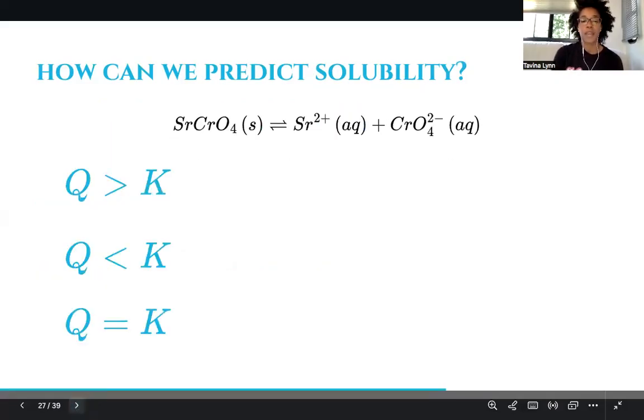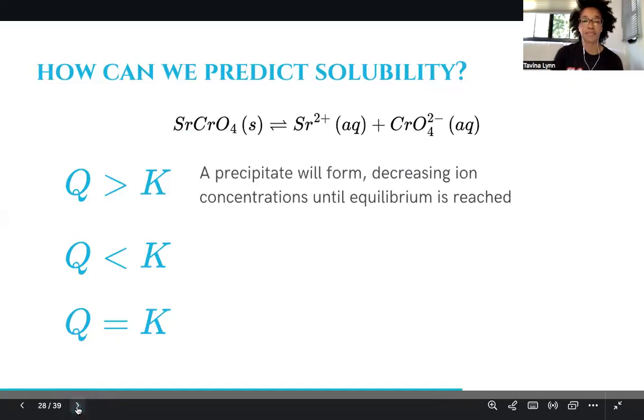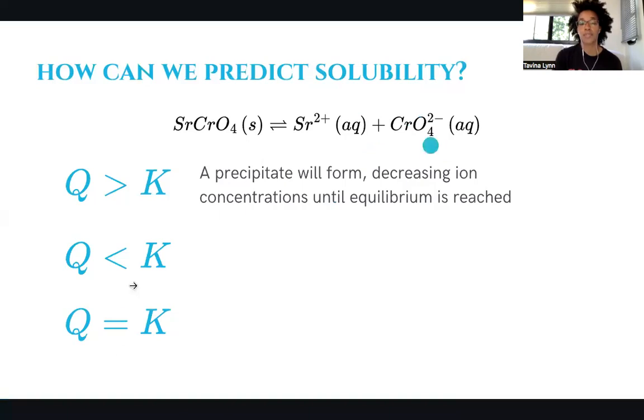So remember where we compared Q and K, right? If Q is greater than K, the reaction shifts to the left. The reaction shifts to the left because usually, right, that means we have a higher concentration of our products. So in the case of solubility, this means that a precipitate will form. It will form decreasing the ion concentrations until equilibrium is reached.